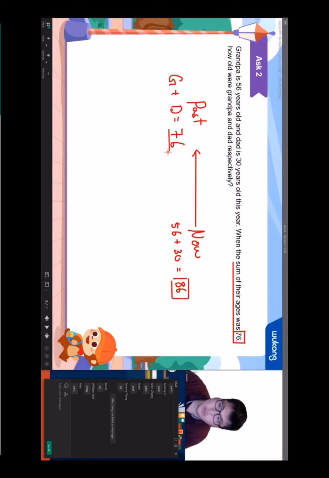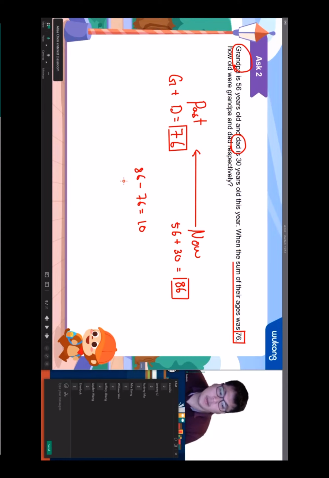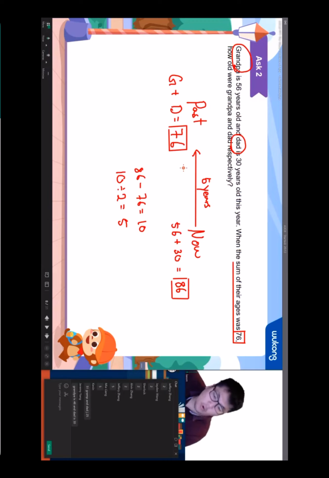Now, what is the age difference, guys? 86 take away 76 equals 10. But you guys need to understand, I saw some people minusing 10 for both Grandpa and Dad. That's not how it goes. How many people do we have? Grandpa and Dad, 2 people. So we need to divide it by 2. 10 divided by 2 equals 5. So it's been 5 years before.